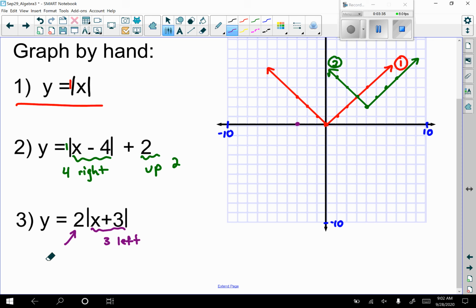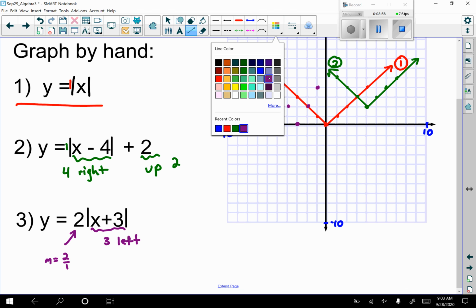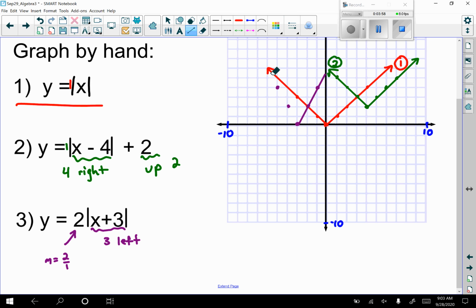Now this 2 out here is acting just like a slope, so as we go to the right, we're going up 2, 1 to the right, so it's actually making our V a little skinnier. We call this a vertical stretch, as if we were to take the bottom and the top and just stretch it vertically, it becomes skinnier. And then as we go to the left, we're going up 2, 1 to the left. And then here's our third graph.